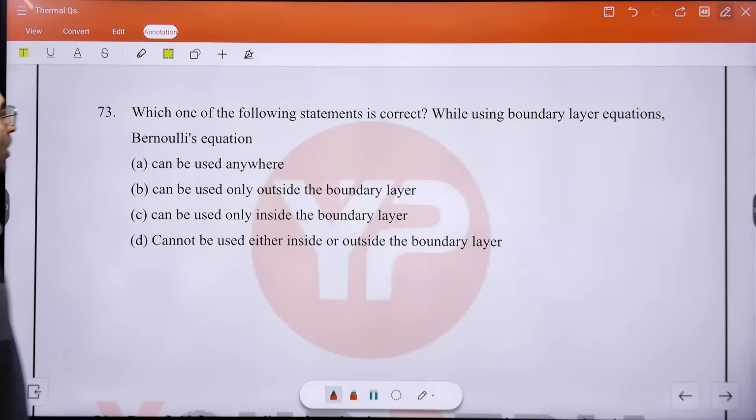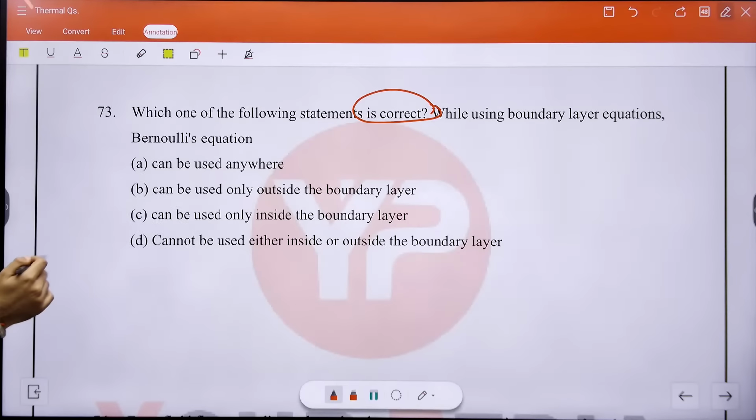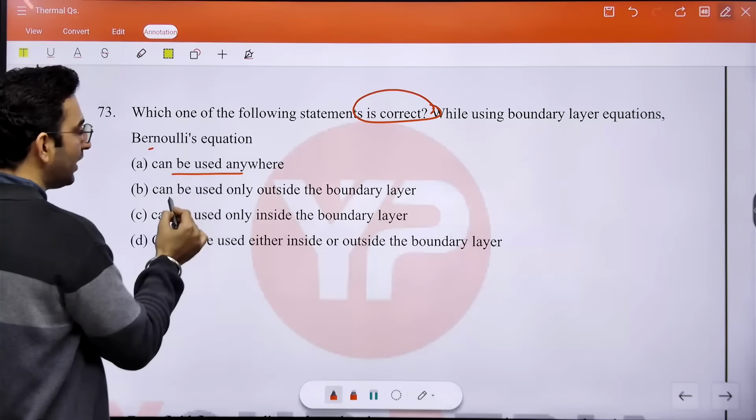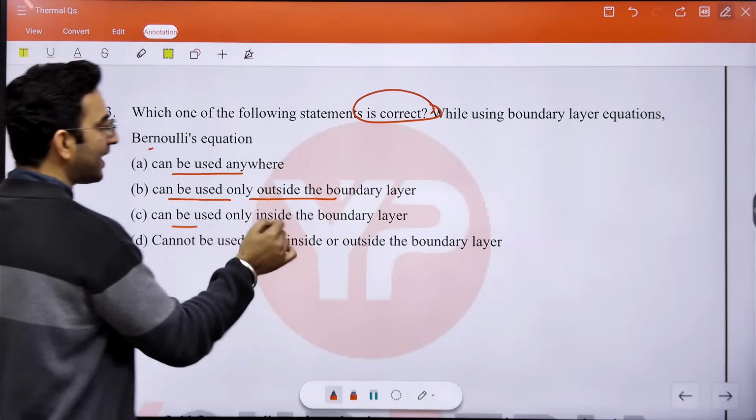Next, which of the following statements is correct while using the boundary layer equations here? Boundary layer equations can be used anywhere. It can be used only outside the boundary layer, or can be used only inside the boundary layer.